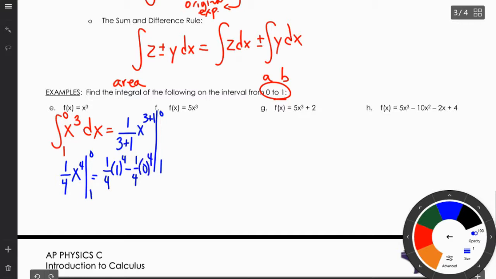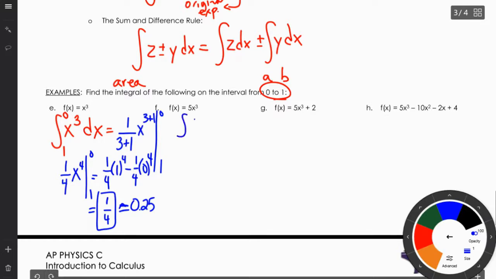And a lot of times when you have 0, that whole second term goes away. So for x cubed on the interval from 0 to 1, it's going to be 1/4, or in physics, we want decimals, so it'll be 0.25. Okay? Now, here's how it changes if we have a constant in front. We still do the same thing.